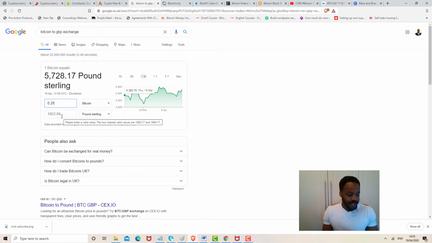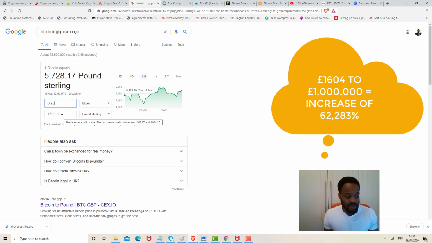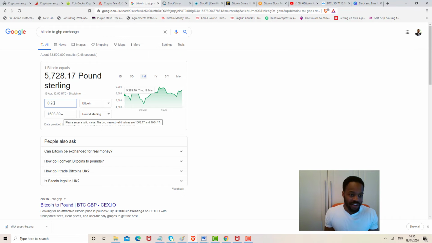Again, if you were buying this amount of Bitcoin today and holding it over a significant period of time, it potentially could make you a millionaire. Now, obviously, in this current day and age, it's more difficult to do than it was in 2013. However, if you had this amount of Bitcoin at £1,603, to get to £1 million, that would see a percentage increase of 62,283%.